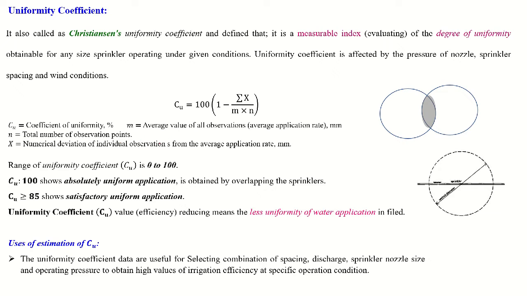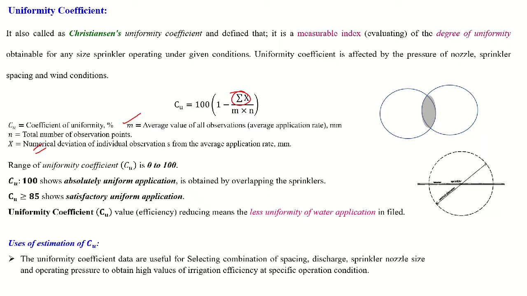How many cups do you have? That is of course 24, and x is the numerical deviation of individual observation from the average application rate. So that is the total deviation. The sum of this maximum deviation, where x is the numerical deviation of individual observation from the average application rate. So the deviation from this average application m to x will give you the total sum of x.